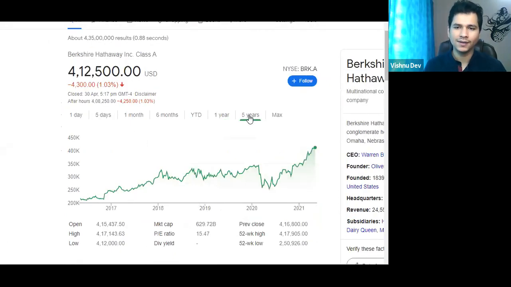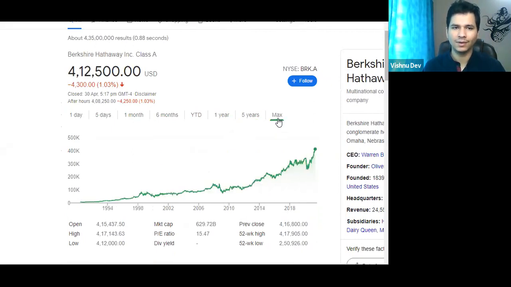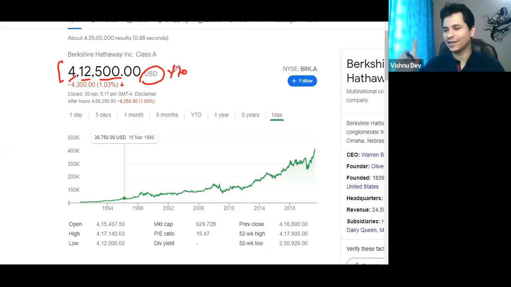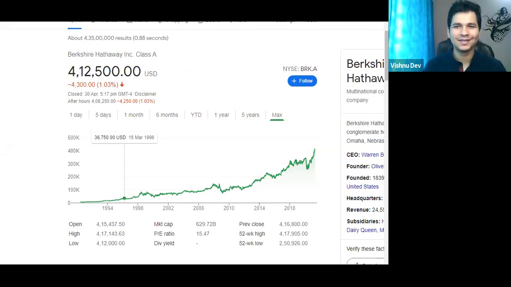In 5 years, it went up, then it went down, then it went up. If you talk about the maximum, see, it went up. And the cost price of this share is huge. You cannot buy it. Sir, it is in crores or 3 crore. See, again, it is 4 lakh or 12,500 US dollars. This is one stock price, so it is out of the reach of common people. Do not think about buying.